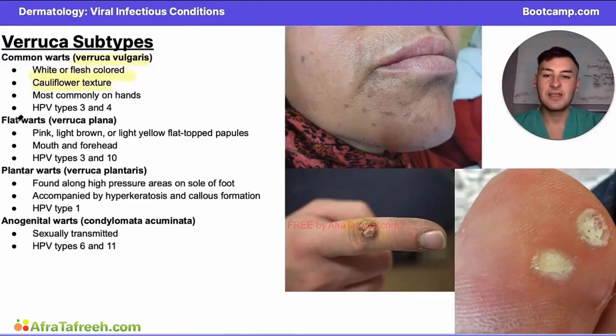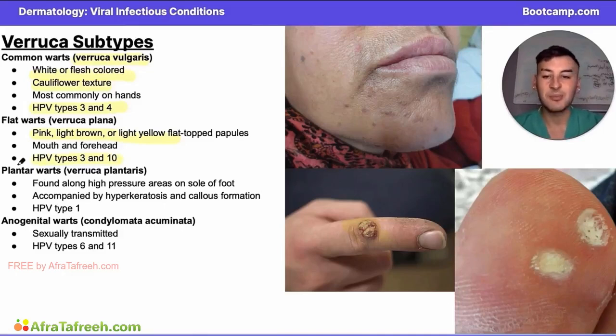And then these are going to be due to HPV types 3 and 4. Next, we have flat warts, which are going to be most commonly found on the facial structures, so like the mouth and the forehead. And they tend to be pink, light brown, light yellow. They're really flat and they just kind of lay right along the face. These are due to HPV types 3 and 10.